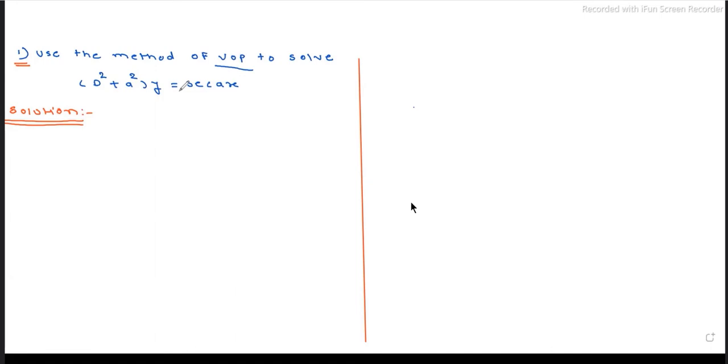Okay, and already we have discussed, whenever shortcut methods are not applicable, always we take help of general method or variation of parameter method. Here also you can observe that the form of sec ax is not identical to any of the 6 standard forms.